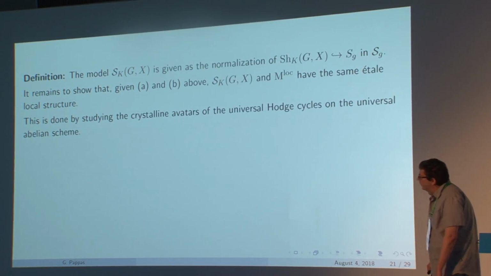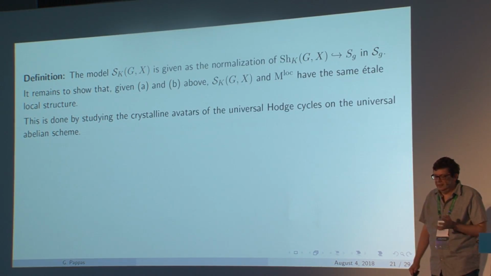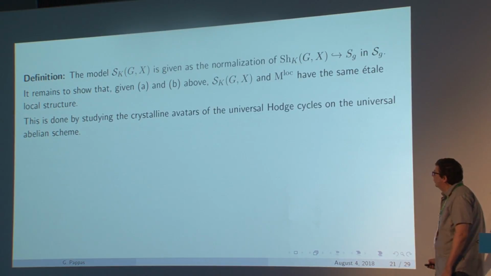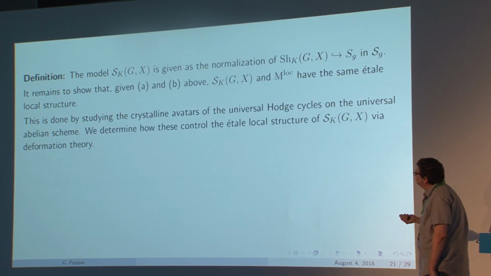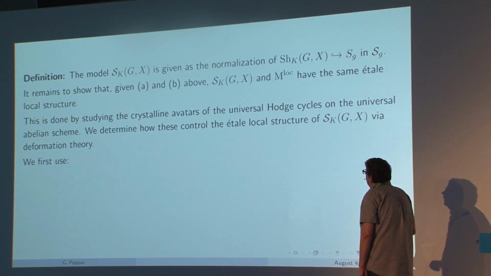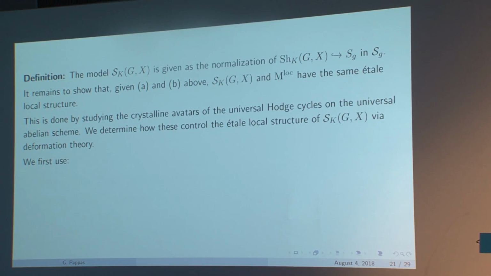Okay, and so now this uses a lot of deformation theory, and the main problem is we don't really have a very good modular interpretation, because the notion of the Hodge cycle does not extend well in the mixed characteristic case. So it's difficult to handle. You have to go around in roundabout ways. So we have to use what I call here crystalline avatars of the Hodge cycles. And so we'll determine how this controls the local structure by deformation theory.